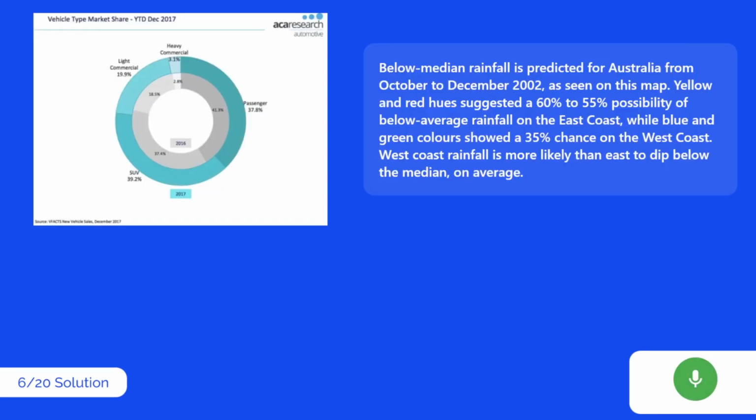Below median rainfall is predicted for Australia from October to December 2002, as seen on this map. Yellow and red hues suggested a 60% to 55% possibility of below average rainfall on the east coast, while blue and green colors showed a 35% chance on the west coast. West coast rainfall is more likely than east to dip below the median, on average.